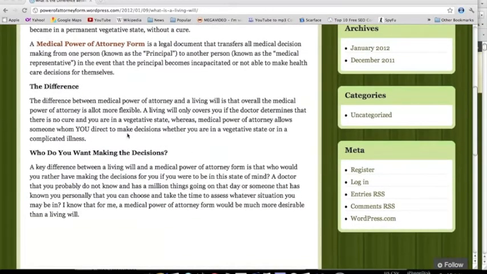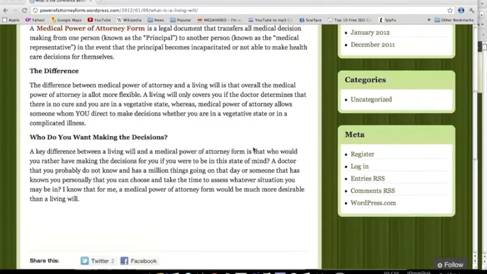And the difference between medical power of attorney and living will is that the medical power of attorney is a lot more flexible. A living will only covers you if the doctor determines that there is no cure and you are in a vegetative state, which we explained before. And medical power of attorney allows someone who you direct to make decisions whether you are in a vegetative state or just in a complicated illness. So, a living will only comes in if you are in a vegetative state with no cure. I just want to get that point across.